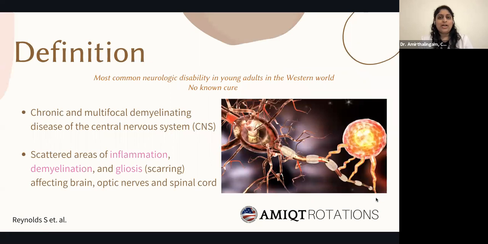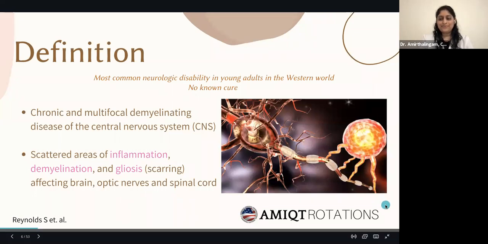So the definition: we all know that multiple sclerosis is a neurological condition. It's the most common neurological disability in young adults in the Western world, and there is no known cure. It's a chronic and multifocal demyelinating disease of the central nervous system. Pathologically, scattered areas of inflammation, demyelination, and gliosis, which is scarring, are seen. This is more predominantly seen in the brain, spinal cord, and the optic nerves.